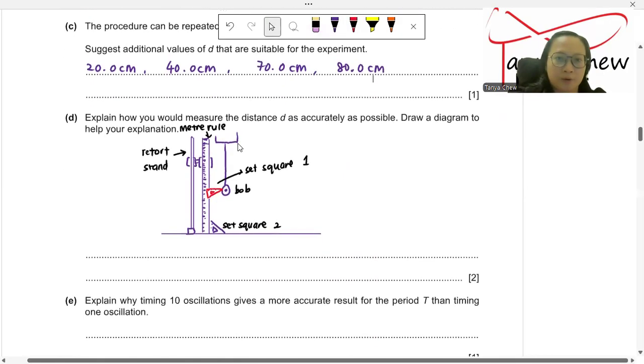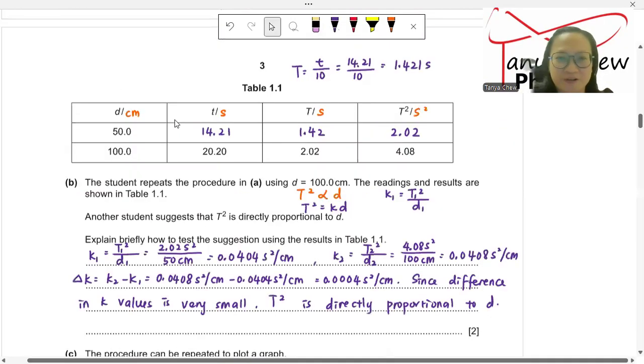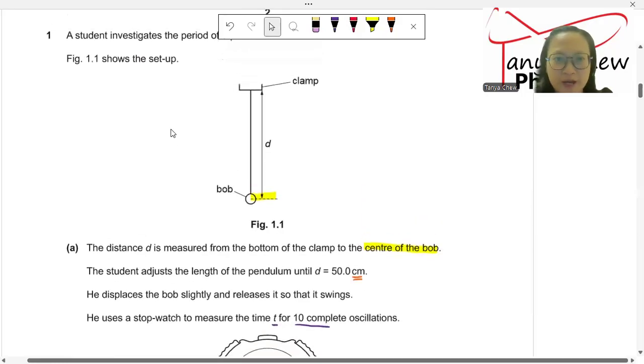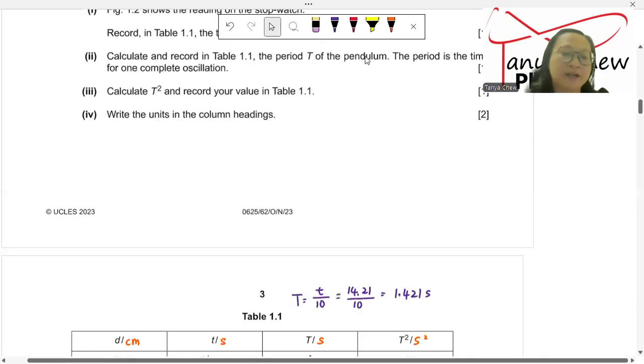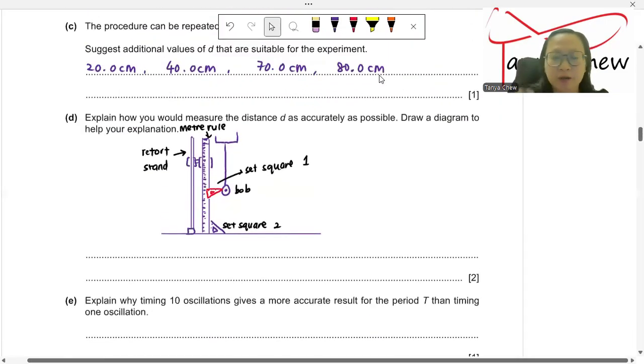Now, explain how you will measure the distance D as accurately as possible. Draw a diagram to help your explanation. This is a diagram that I drew. But in the diagram that I drew here, I only explain how to measure this part, all the way from the bottom of the clamp to where the surface of the bob is, because of the length of the string, to be more accurate. And D must be measured from the center of the bob.